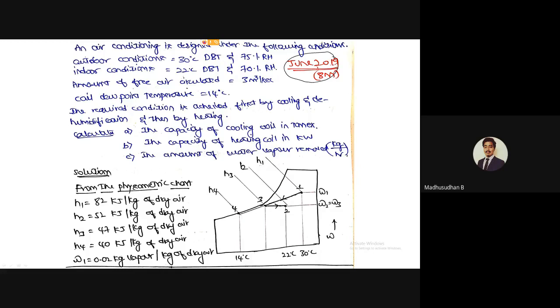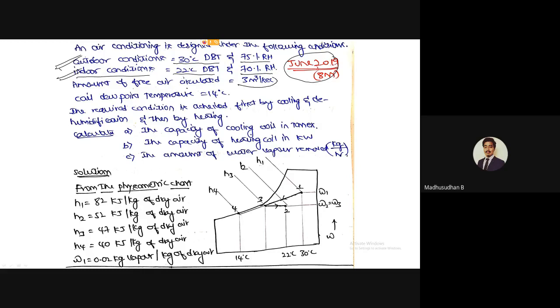Let us see a problem from June 2019. An air conditioning system is designed under the following conditions. The outdoor conditions are given and the indoor conditions are given. So what are the outdoor conditions? Outdoor conditions are 30 degrees Celsius and 75% RH, and 22 degrees Celsius DBT and 70% RH is your indoor conditions.